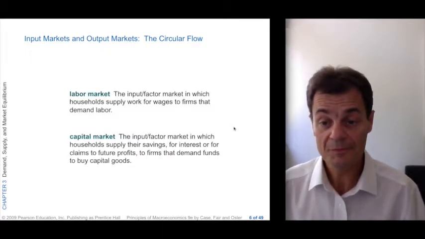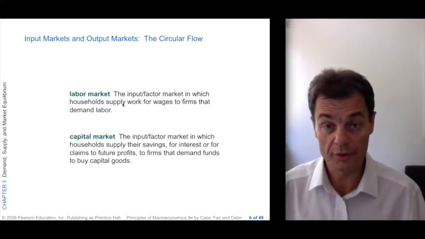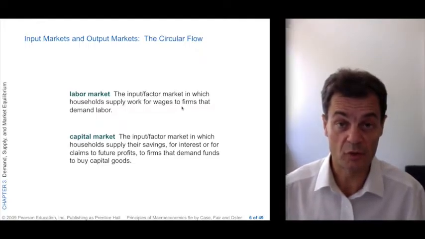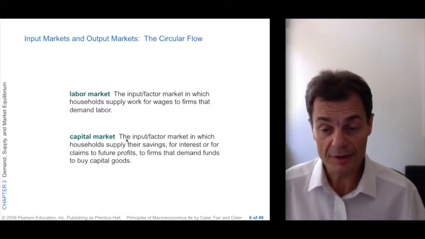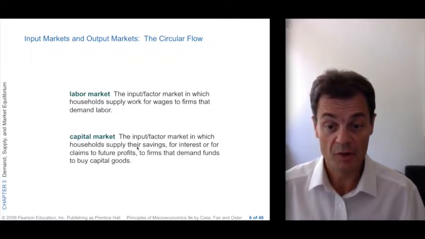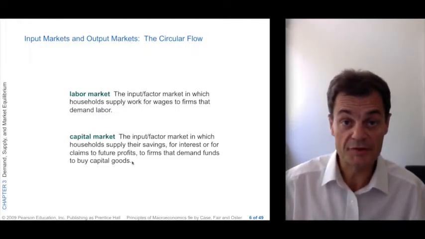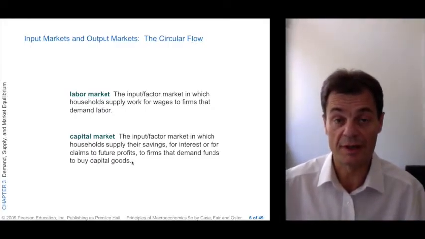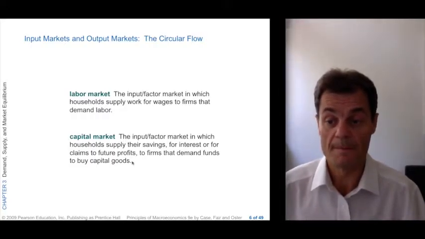The labor market is the input or factor market in which households supply work in exchange for wages that they receive from firms, and the work that they produce helps the firms produce the product. The capital market is the input or factor market in which households supply their savings for interest and for future claims on profit. That capital is supplied to the firms that need this money to invest and to buy capital goods like land, property, machines to make the business grow.